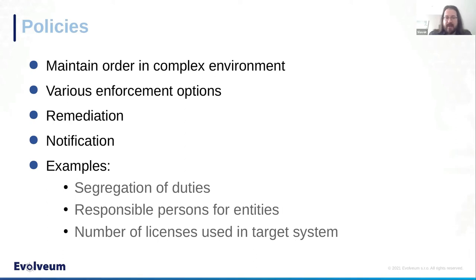Some examples: segregation of duties, I already mentioned that. You might have a responsible person for entities. It can be roles, organization units, whatever you can imagine. Or, for example, you can even set policies to watch the number of licenses used on some target system. Even though the license management is automated, because, for example, all of your managers should have a license somewhere, you can still have policies watching that you are not exceeding the number of licenses you are paying for. And if you are getting close, it can be, again, combined with some notification.